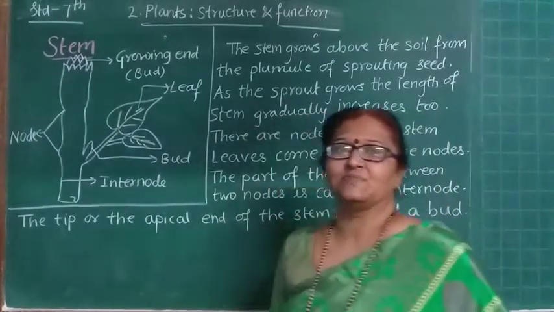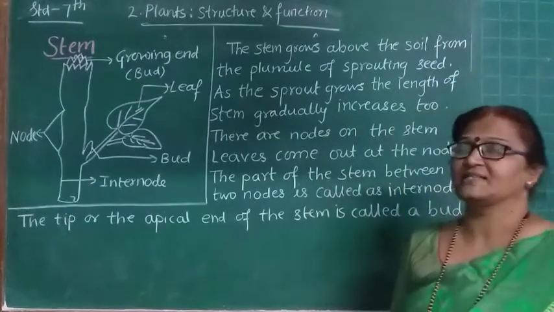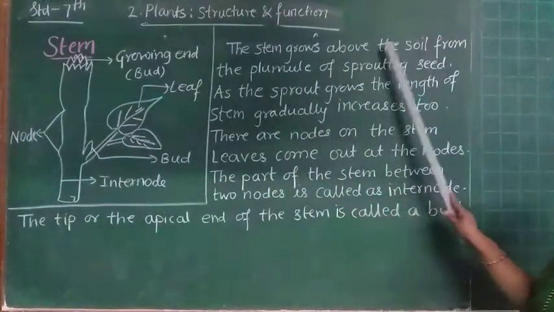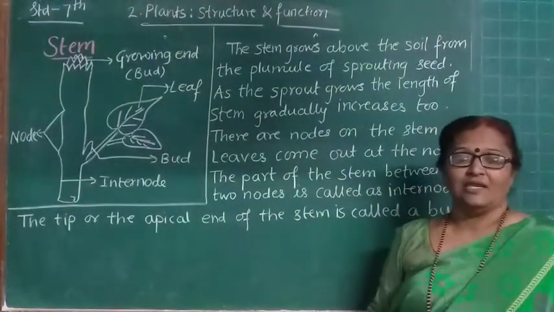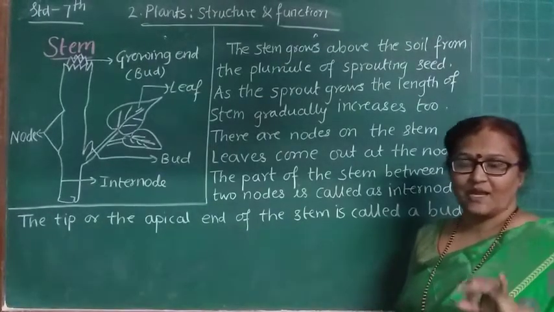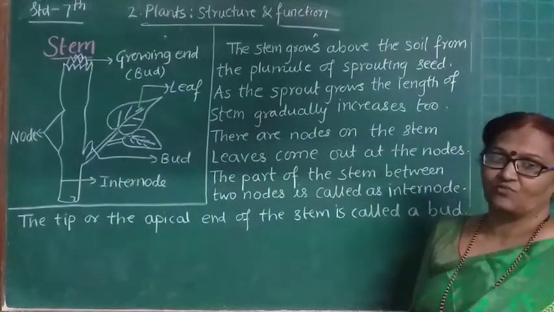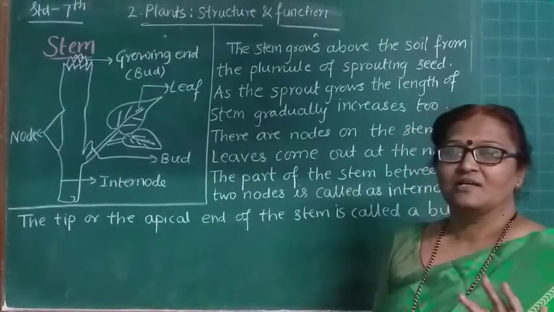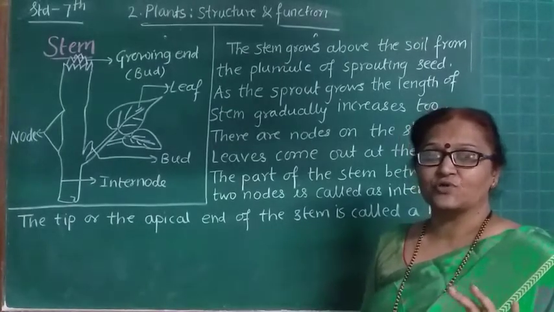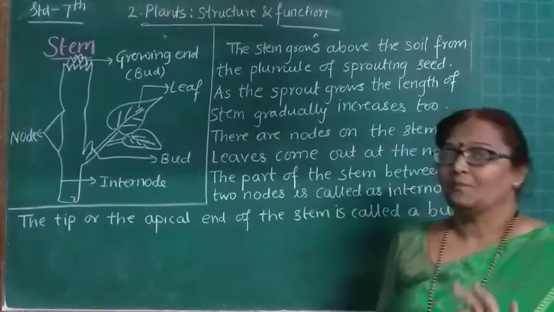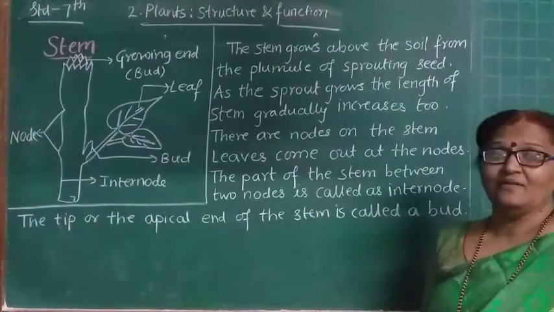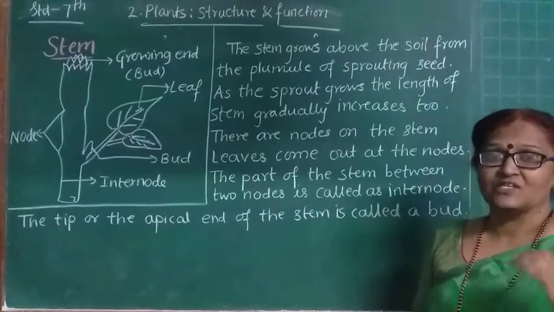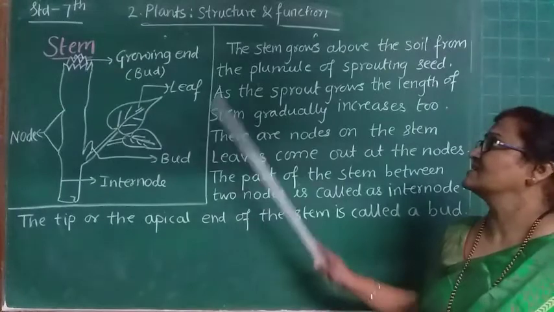Now what does this stem tell us? We are going to see the description of the stem. See here, the stem grows above the soil. Now if we consider any plant, it has the following parts. The parts are nothing but root, stem, flower, leaves, fruits. These are the parts of the plant. Now the part which grows below the soil is called a root and the part which grows above the soil is called a stem.